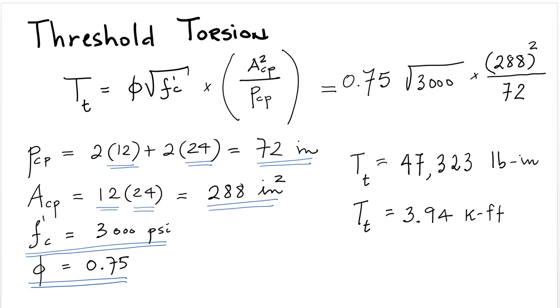We substitute in and we obtain a value of 47,323 pound-inches, which if we divide by 1,000 and then divide by 12, we get the value for threshold torsion of this cross section, which is 3.94 kip feet.